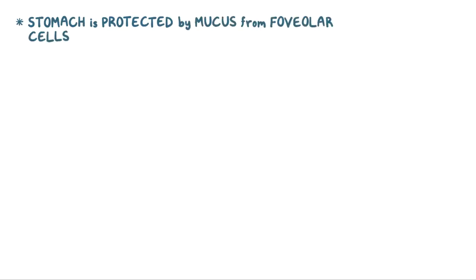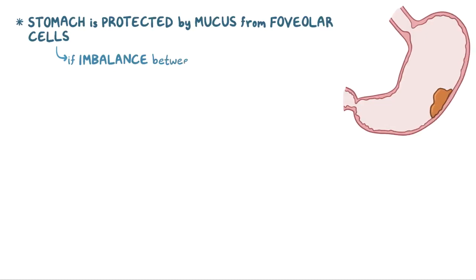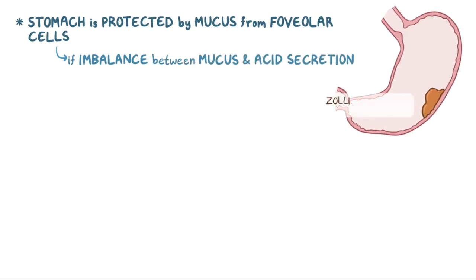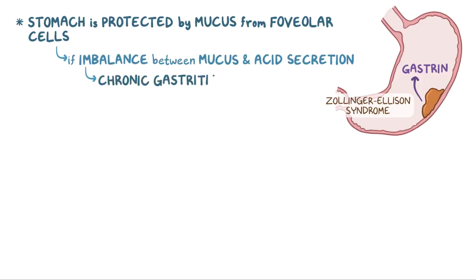Normally, the stomach is protected from the acidic environment by the mucus secreted by the foveolar cells. However, if there's an imbalance between mucus and acid secretion, like in Zollinger-Ellison syndrome, which is caused by a gastrin-secreting tumor, it could lead to damage of the stomach. This could manifest as chronic gastritis and gastric or peptic ulcers.